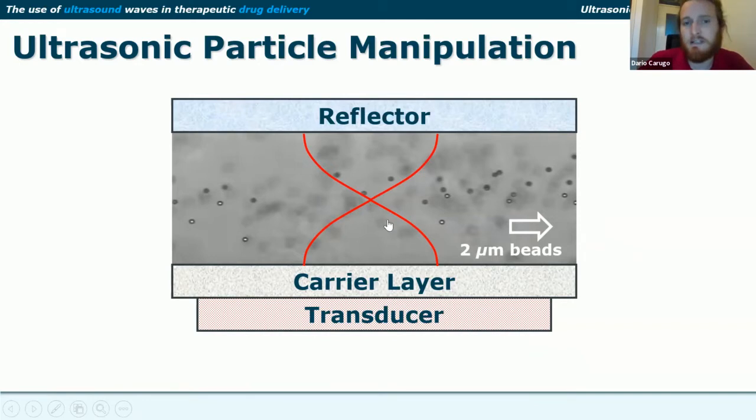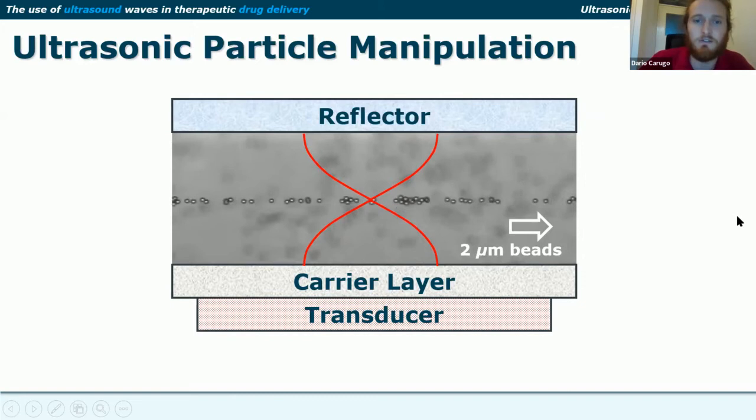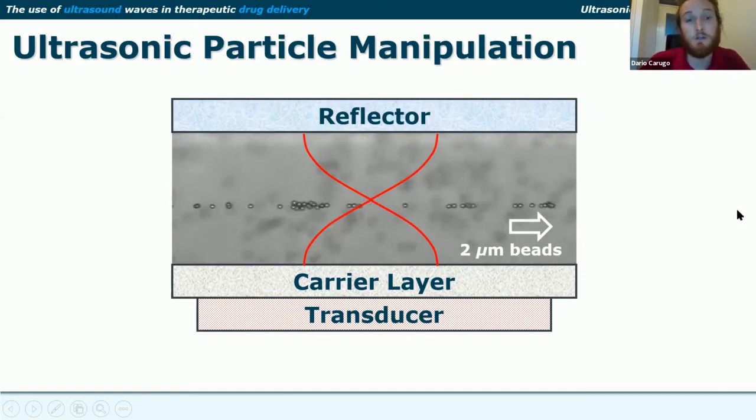And we're then generating a standing wave field within this medium. What happens is that the particles will have a tendency to move from the pressure antinodes, the regions of maximum pressure, to the pressure node in the center, which is the region of minimum pressure. And you can see that once ultrasound is activated, that results in effective manipulation of the particles towards the center of the channel.